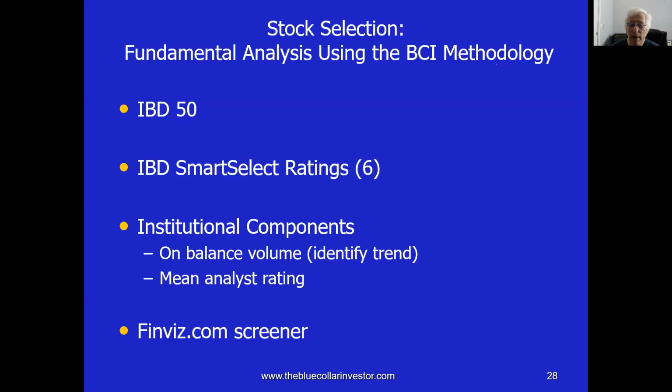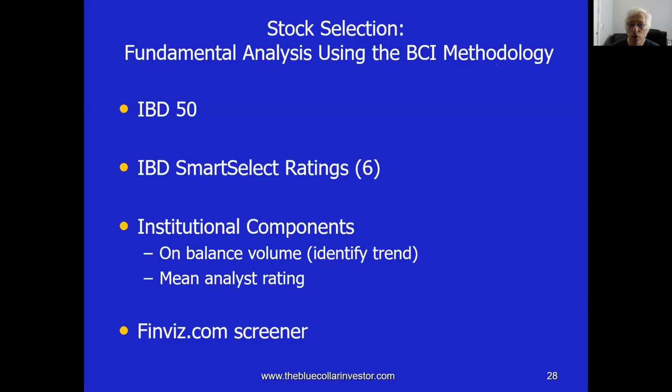We've also added the mean analyst rating, which is a consensus of analysts that follow a particular company. So the analysts speak to people within the company, they look at the financial statements, and then they make an analysis whether they're bullish or bearish on the stock. And the consensus results in the mean analyst rating, or MAR.